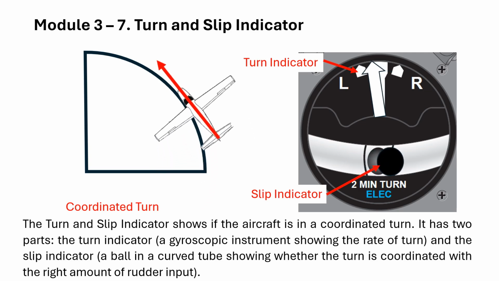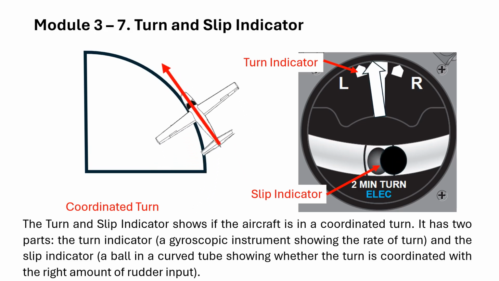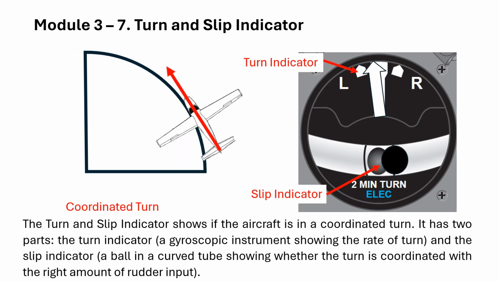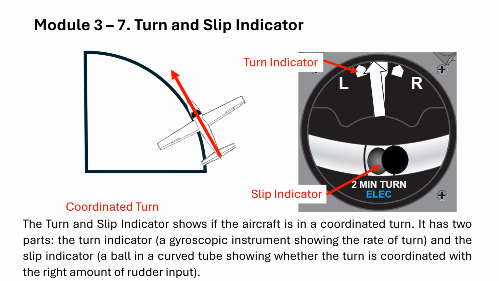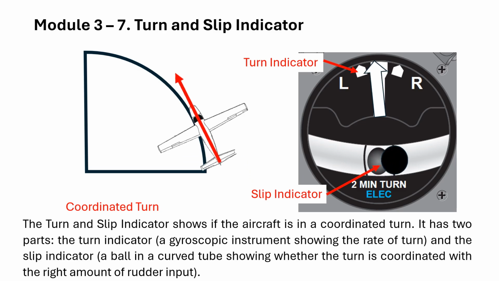7. Turn and Slip Indicator. The Turn and Slip Indicator shows if the aircraft is in a coordinated turn. It has two parts: the Turn Indicator, a gyroscopic instrument showing the rate of turn, and the Slip Indicator, a ball in a curved tube showing whether the turn is coordinated with the right amount of rudder input.